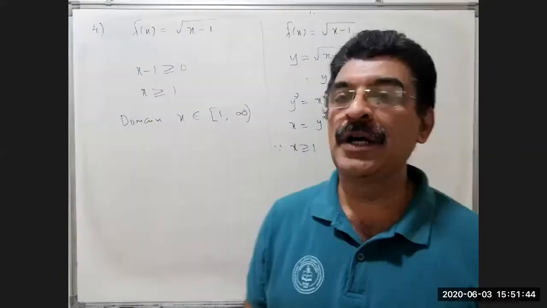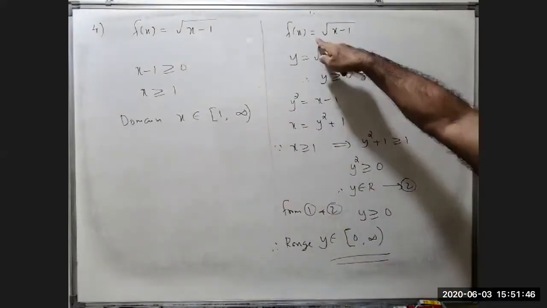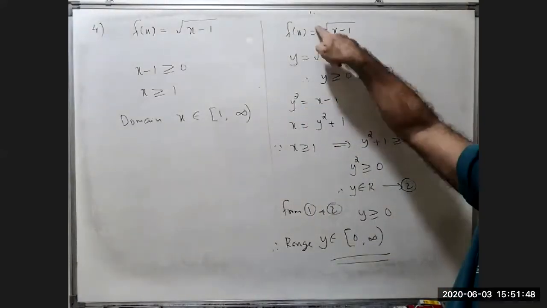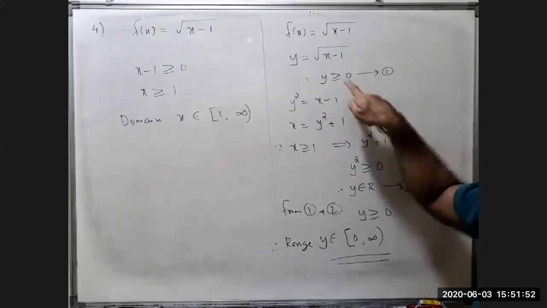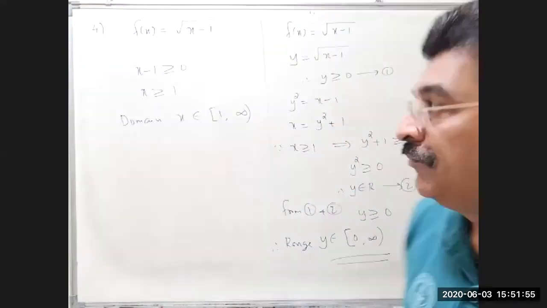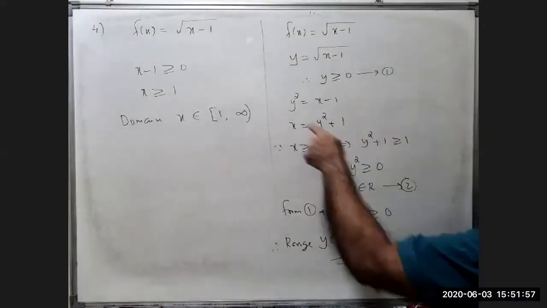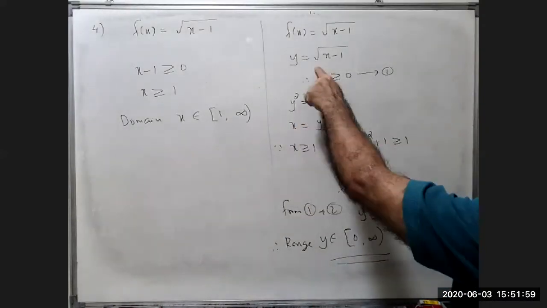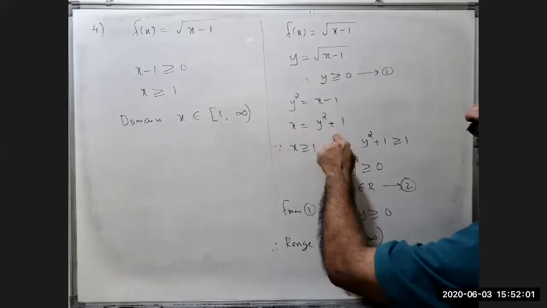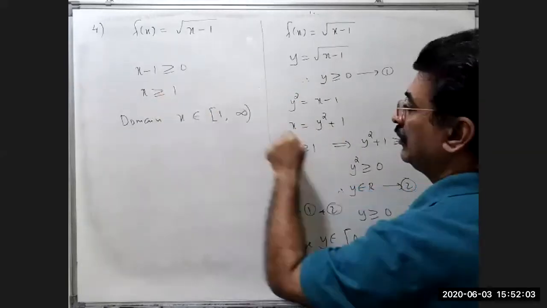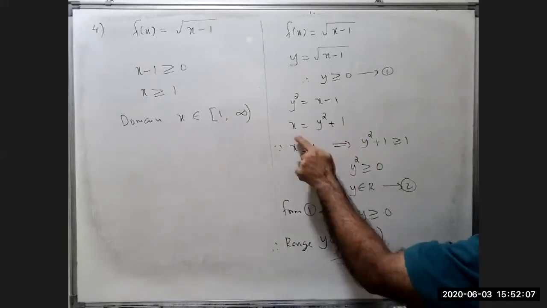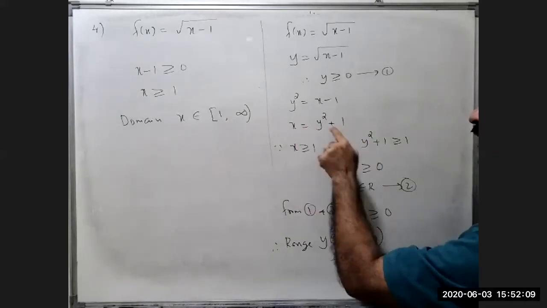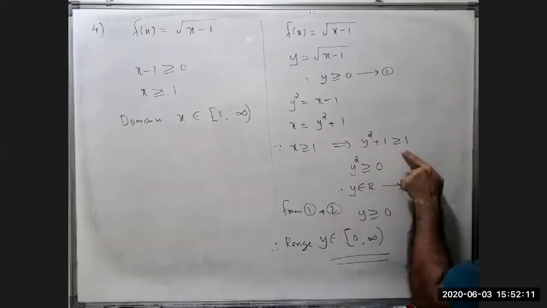A range part again. Since the square root is positive, this means y is greater than or equal to 0. Yesterday also we did one question, same thing. Condition 1. Then y square: squaring is not our aim, our aim is to write x in terms of y because we already know the value of x. Writing x in terms of y, x is y square plus 1. x is greater than or equal to 1.